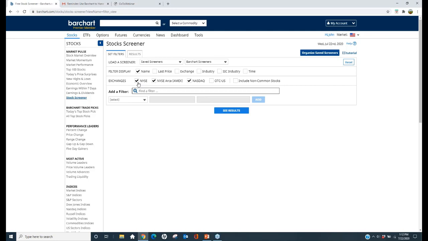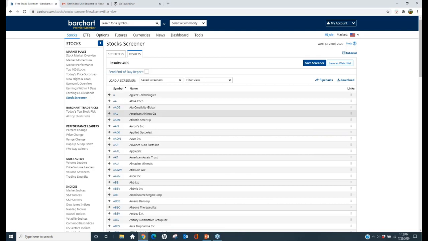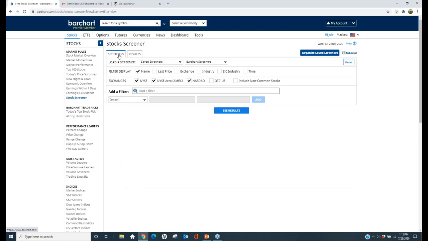So how many of these stocks are there? If we looked at our results, we would see that there's about 4,800 stocks, a lot of stocks to look at. And if I was going to look at all 4,800 stocks on a regular basis, well, by the time I found a good trade, the day or the week or maybe even the month might be over. So I want to start looking at some filters that I'm going to add to my screener.